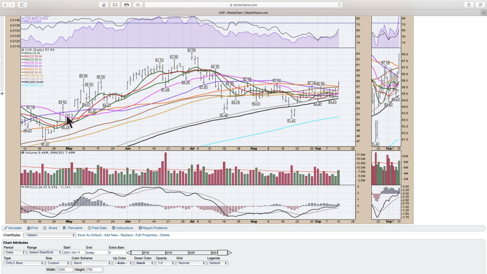If you want to trade above and below the 8-day moving average, now it went below, so you sell. Went above, you buy. Went below, you sell. Went above, you buy. Went below. It really depends on how often you want to trade in and out of the stock.